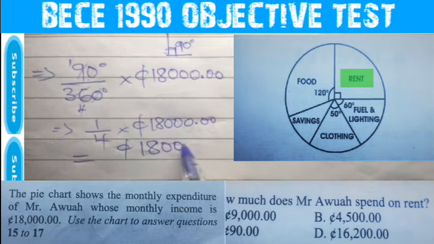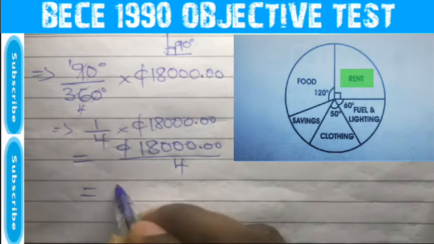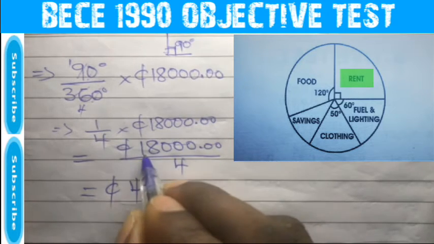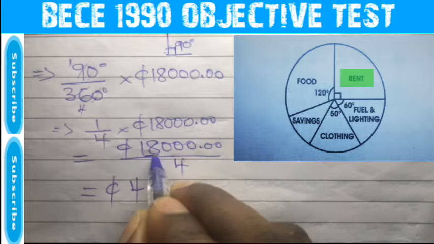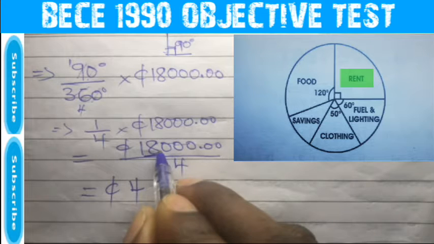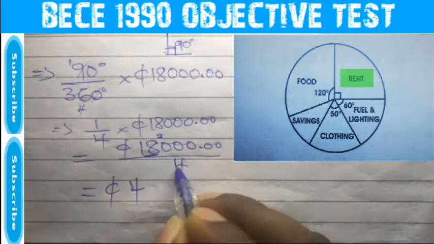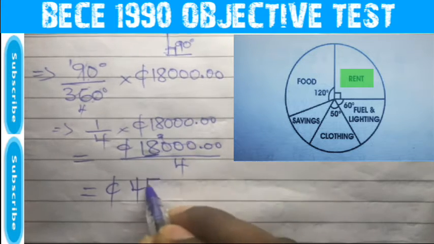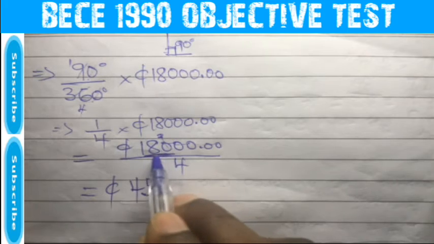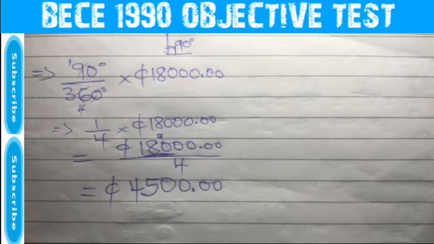You have 18,000 cedis all over 4. And this will give us, let's see, 4 divides 18, 4 times. There will be a remainder of 2. When you bring the 2 in front of the 0, you have 20. 4 divides 20, and then you have 5. So these 3 have been divided, then you have 2 zeros left. Let me take it back.